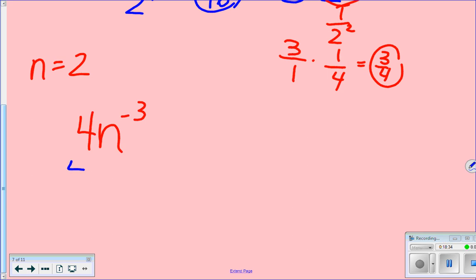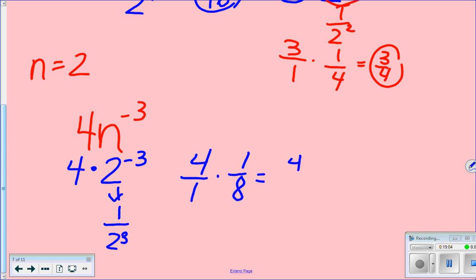So rewrite first. Please rewrite it first. Oh, this is the easy one. It's pretty easy to do mentally, but still write it out because sometimes you need to do that. So then this looks like this. 1/2 to the third. So it'll be 4/1 times 1/8. 4/8, it would be 1/2. Should be your answer.